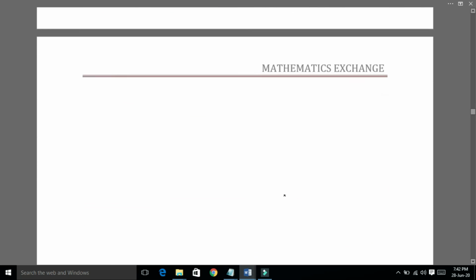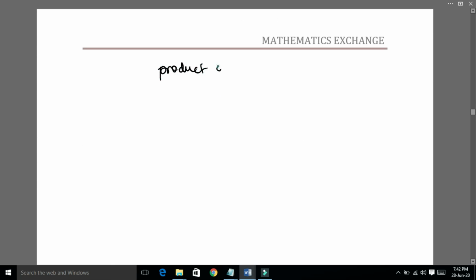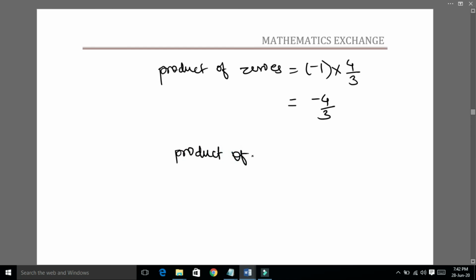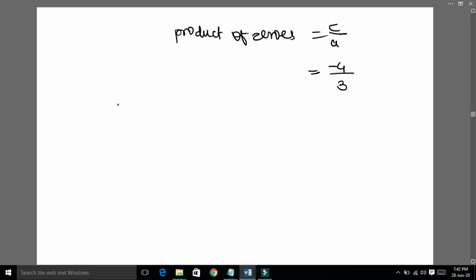Now we check for product of zeros. Product of zeros is equal to, zeros are −1 and 4/3. So take the product, −1 into 4/3. So product of zeros is equal to −4/3. Product of zeros is equal to c/a. The value of c is −4 and the value of a is 3, that is −4/3. Since in both the cases product of zeros have the same value, that is −4/3, hence verified.